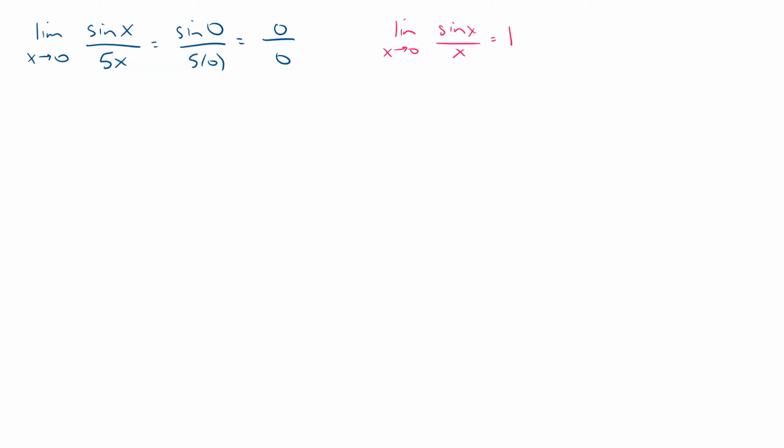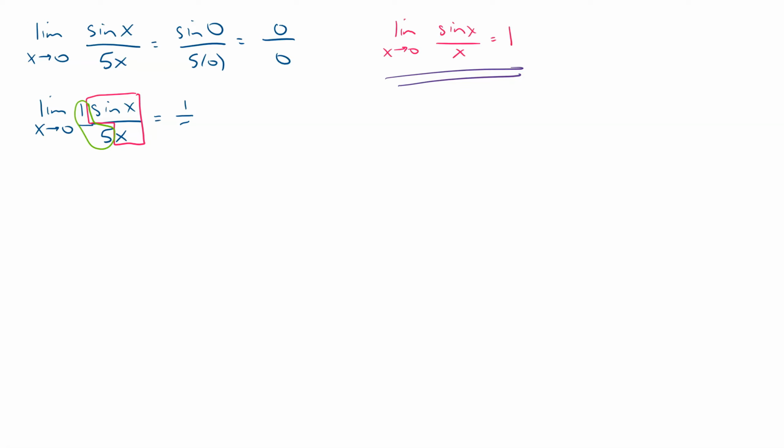But that's not what we have. Looking at this problem again, I have the limit as x goes to 0 of sine x over 5x. And I can see the sine x over x combination that I'm looking for right there. But I have a 5 on the bottom, and that 5 is not part of my limit combo. So what can I do with that 5? Well, that 5 is part of a fraction. It's actually a 1/5. And if you remember, constants can pull out of the limits.